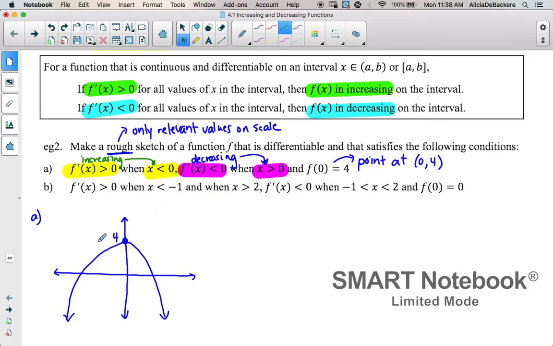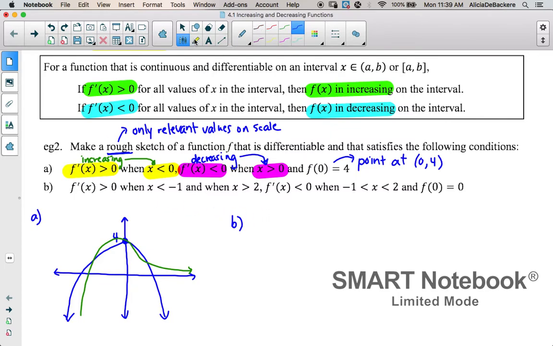Another way that this graph could look is I could be heading up into 4, and then I could be curving down into a horizontal asymptote, maybe on the right-hand side. I don't have enough information to draw just one graph here. All right, moving on to graph B.